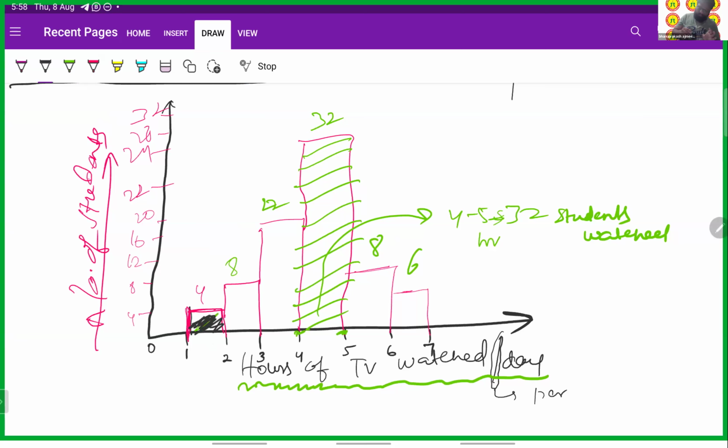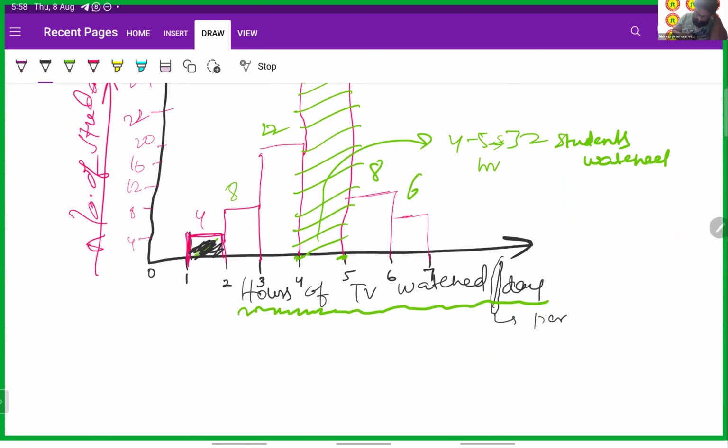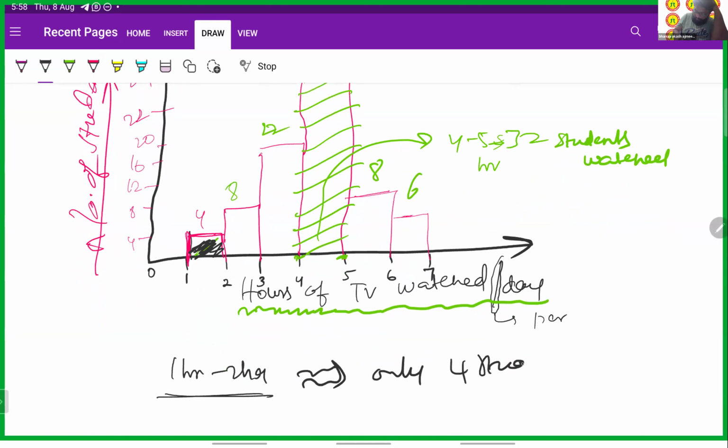If you consider 1 to 2 hours, only 4 students watched. So only 4 students are watching TV between 1 to 2 hours, while 32 students are watching TV 4 to 5 hours. They don't have any work, simply watching TV in holidays.